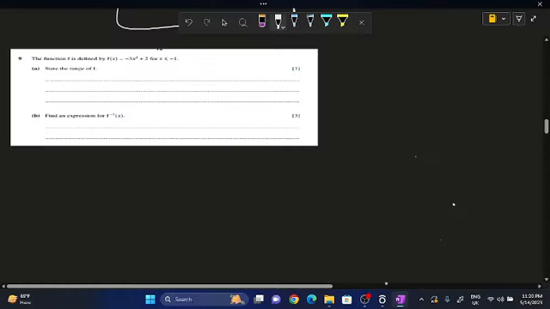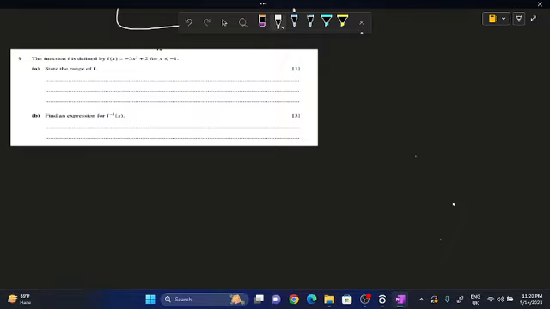Question number 9 is about functions. A function f is defined by f of x equals minus 3x squared plus 2, and the domain of this function is x less than or equal to minus 1. For part a, you have to state the range of f. For part b, you have to find the expression for f inverse of x.